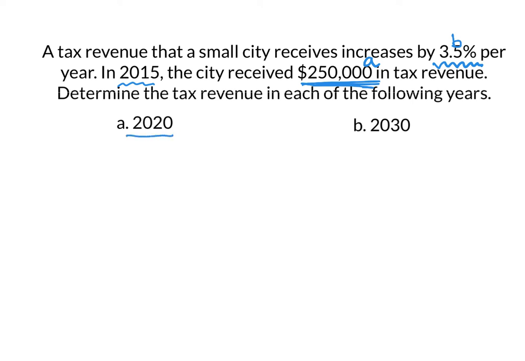So 2020, how many years have passed? 5 years from 2015. And then 2030, 15 years have passed. All right, but let's think about this first. So I have y equals 250,000, and then I've got my b to the power of x.